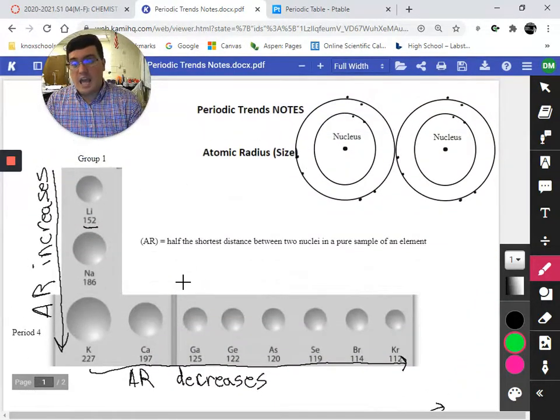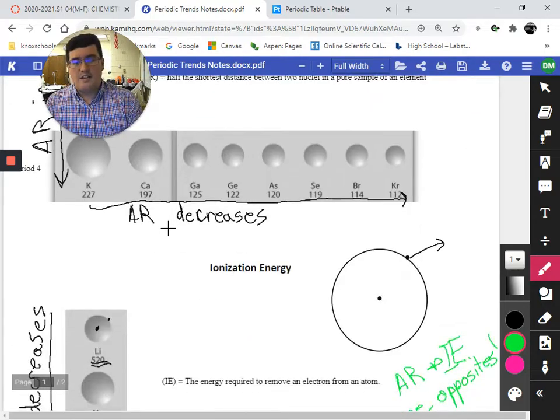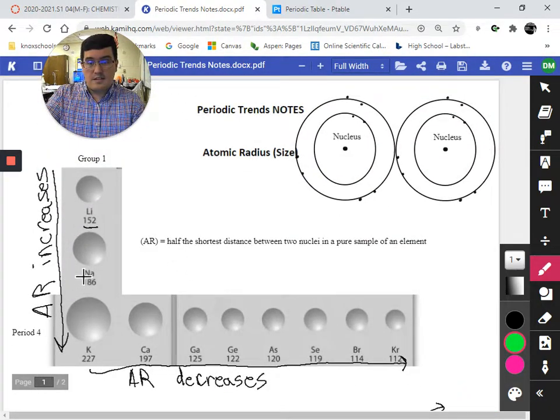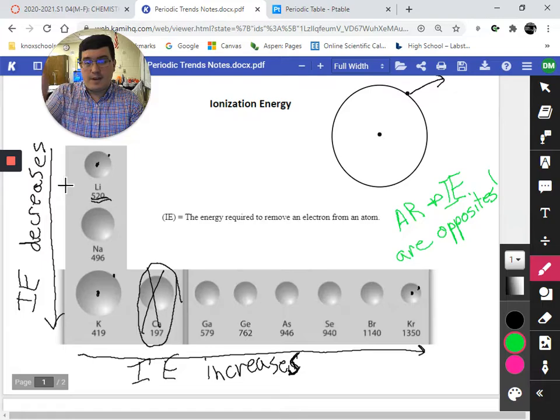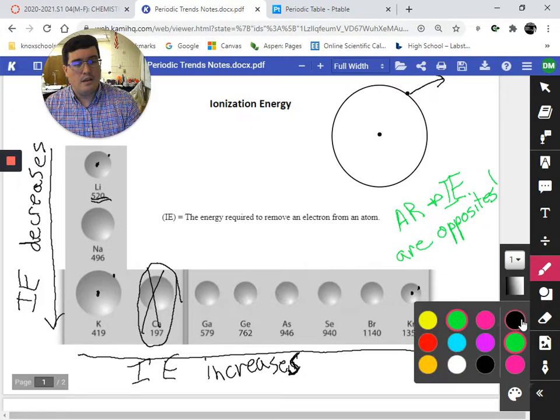In fact, all I really ever memorize is the fact that atomic radius, as you go down a group, increases. Then I remember going across a period is opposite. And if I remember those two things for atomic radius, now I can figure out what ionization energy is because they're the exact opposite. It's pretty cool.